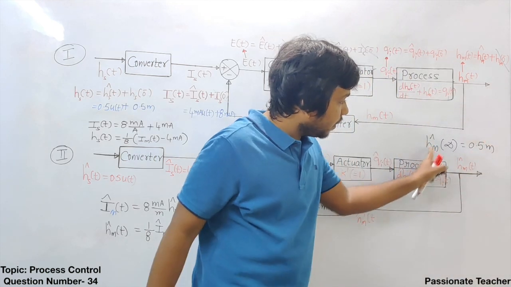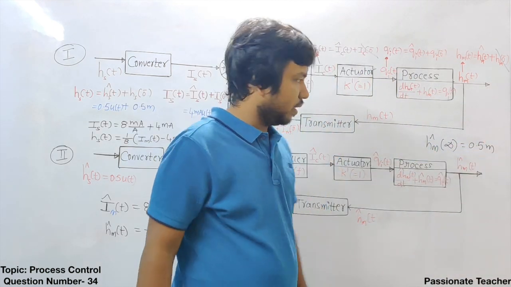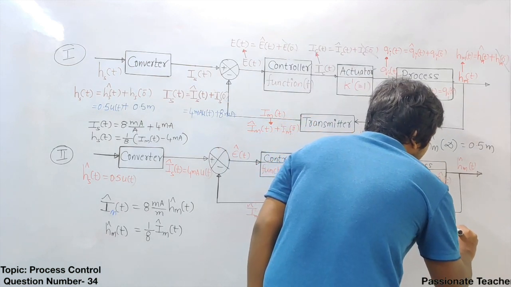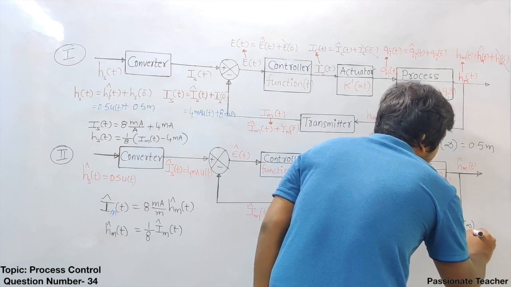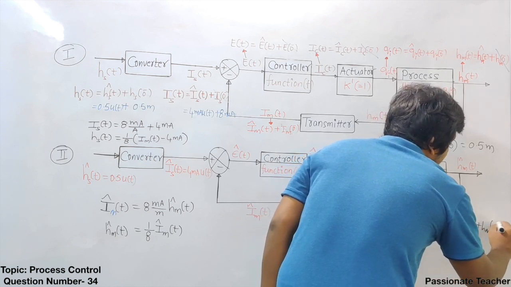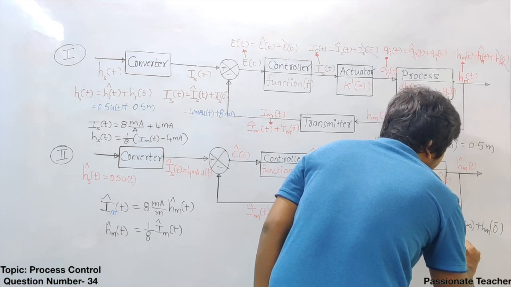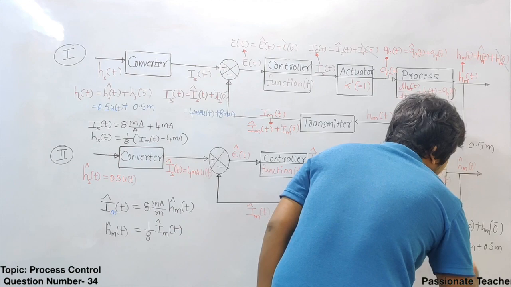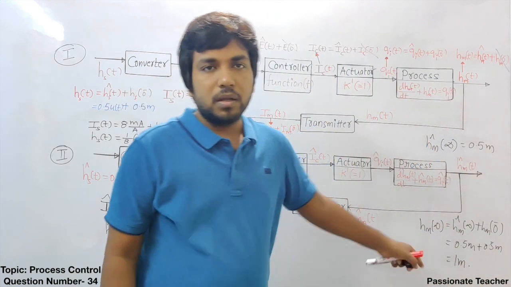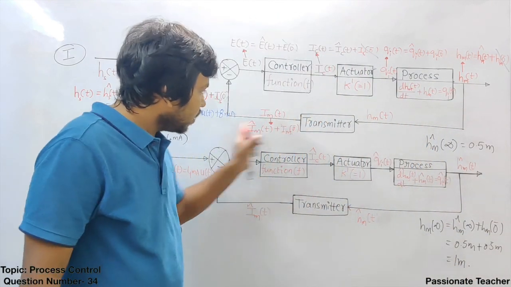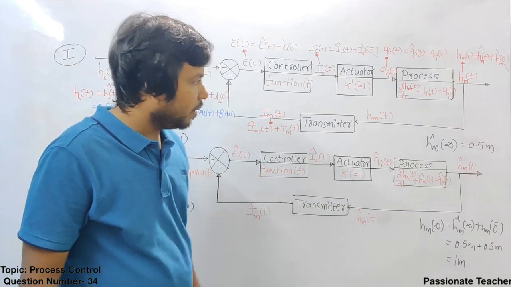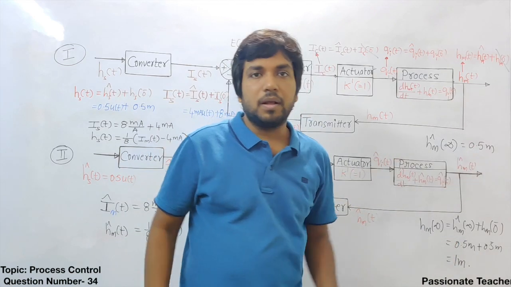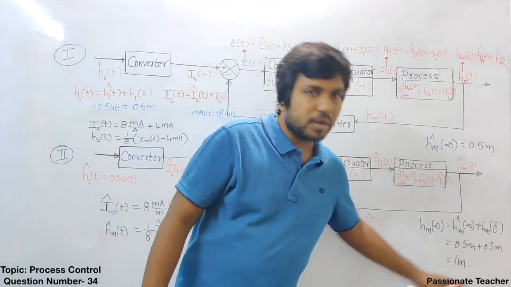Clear? If HM cap of t infinity is equal to 0.5 meter, then HM of infinity can be given as HM cap of infinity plus HM 0 minus, that is before 9 am. So this is going to become 0.5 meter plus 0.5 meter, altogether the water level is going to be equal to 1 meter. Clear? So whatever controller we use here should make this deviation in the water level equal to 0.5 meter. Then automatically the net water level will be equal to 1 meter.